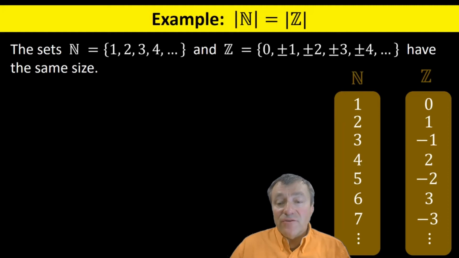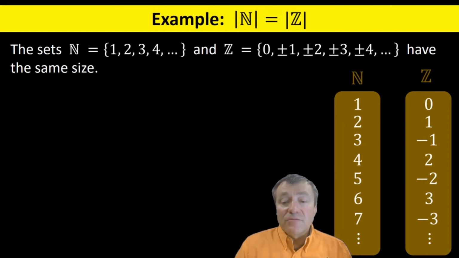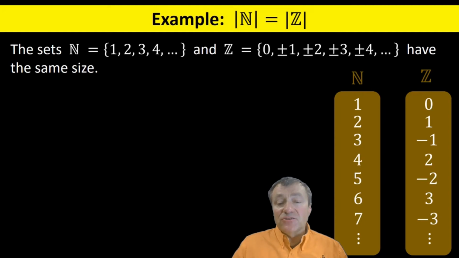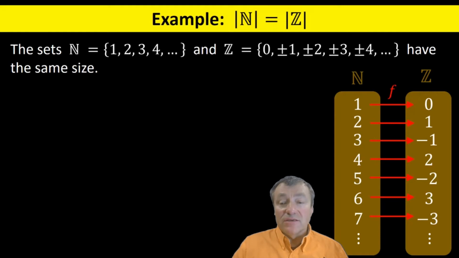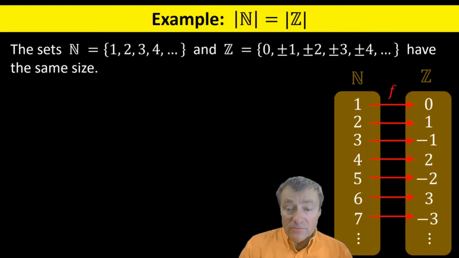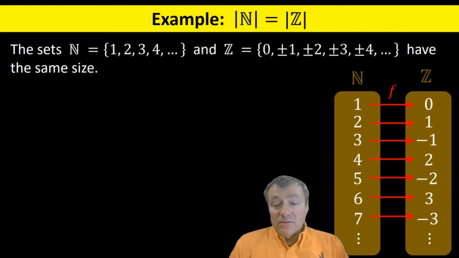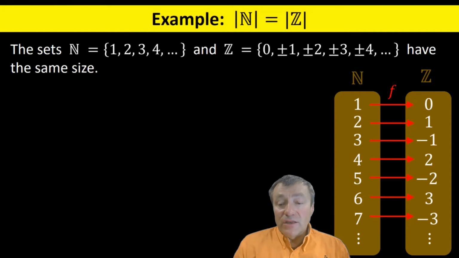Pushing this idea further, the set of natural numbers has the same size as the set of all integers. I've listed the natural numbers on the left, the integers on the right, and then there's an obvious bijection, which I show by the function f with these red arrows. This is a bijection. Again, no surprise, since both sets are infinite. Never mind that one is a subset of the other. Doesn't matter. This gives less than or equal to in one direction, but actually you get it in both directions, so the two sets actually have the same size.